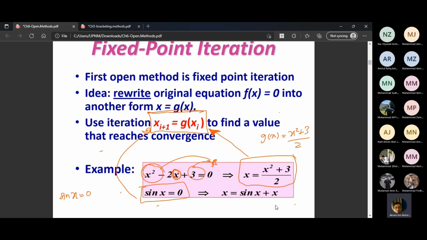We can rewrite this because the only x here is inside this sinusoidal function, right? In order to rewrite it as x equals g of x, we can rewrite this as sine x is equal to x minus x, because x minus x is equal to 0. Now we can rearrange this equation, so we move this to the other side. That's how we get x is equal to sine x plus x.